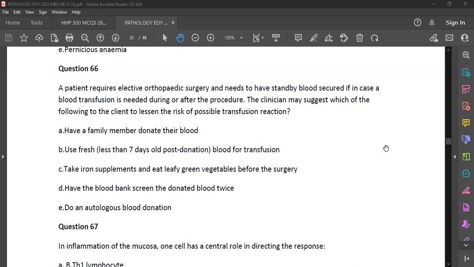Okay, a patient requires elective orthopedic surgery and needs to have a standby blood secured, just in case.